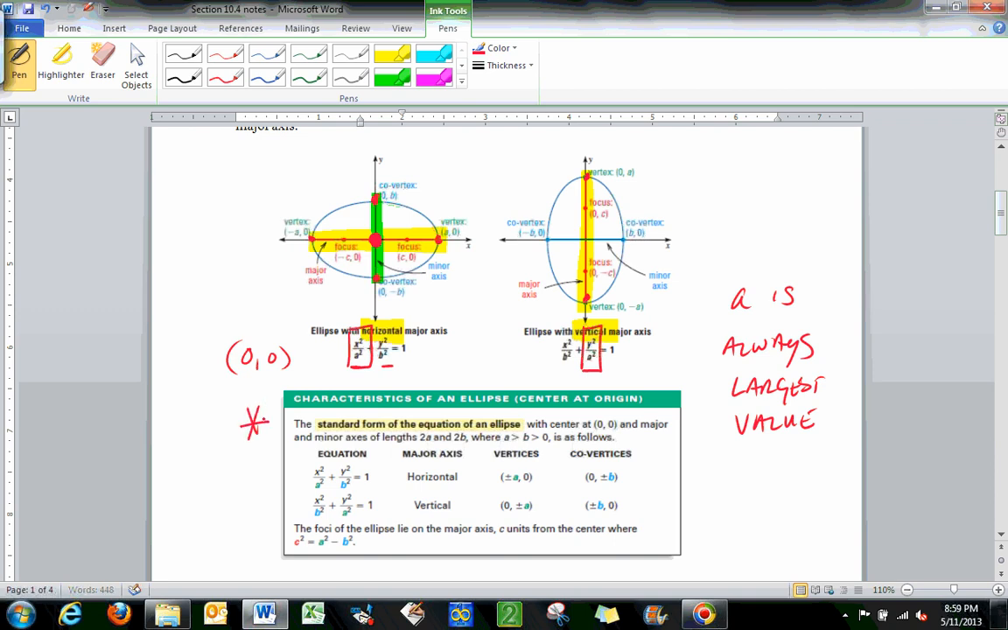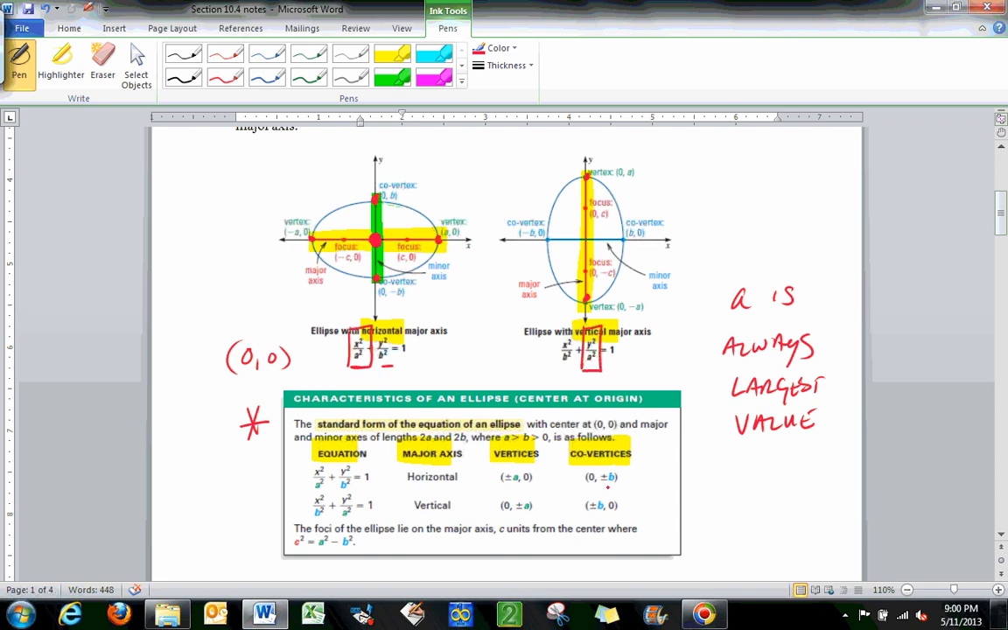That's going to make this chart right here extremely important, since it has all of the major parts of the ellipse. And you can see we have the equation, the major axis is either horizontal or vertical, the vertices are always A's, and the co-vertices are always B's. Now, depending on whether it's horizontal or vertical, that's going to tell you whether the A value is x or y, or whether the B value is x or y. So very important for you to remember.